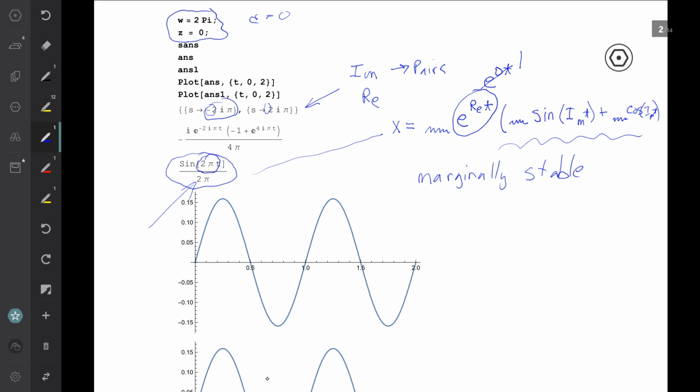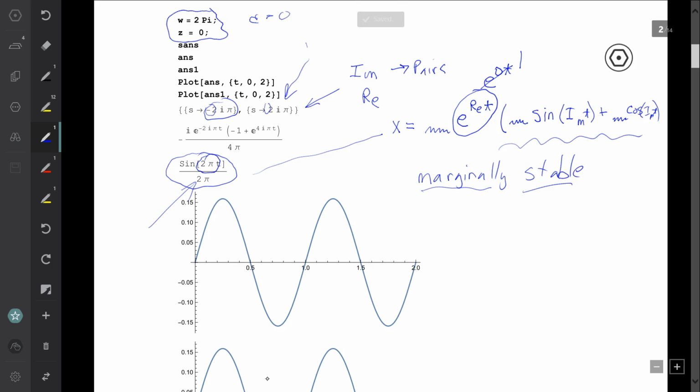So here are some of the questions I would ask you. I would ask, is this stable? The answer is no, it's not stable. It is marginally stable. How do you know? Because if you look at the real parts up here, there are none. It's not positive, it's not negative, it's 0, which means it won't disappear.